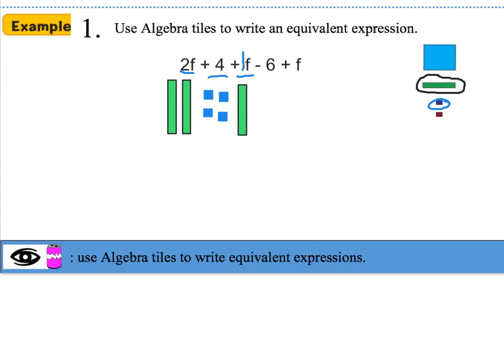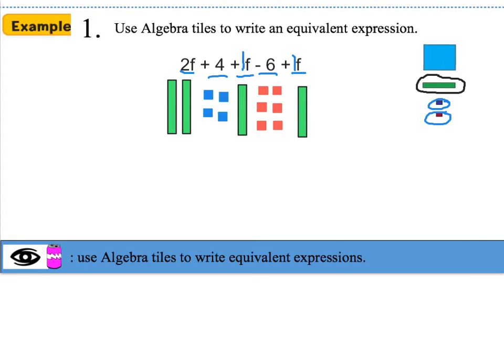Our next constant says negative 6. So we're going to draw 6 of these red constant tiles. And then my last term is a variable term of f. And the coefficient would be an imaginary 1 that stands in front of it.